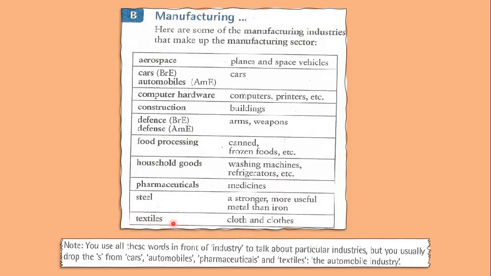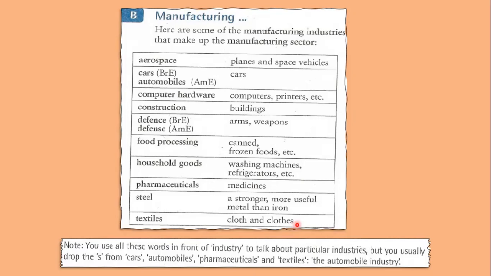And textile industry, or textiles, like cloth and clothes. So right now you're probably asking me what's the difference between cloth in singular and clothes in plural. Cloth in singular, C-L-O-T-H, is when we talk about fabric, the material you use to make clothes. And clothes in plural is what you are wearing right now. And me too, of course.